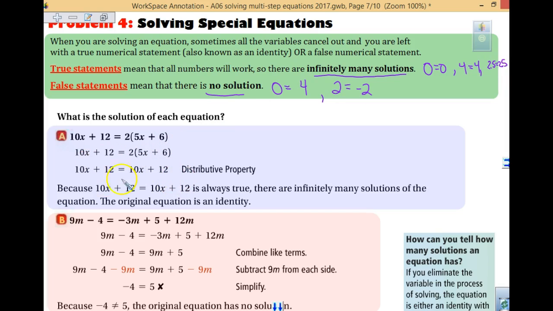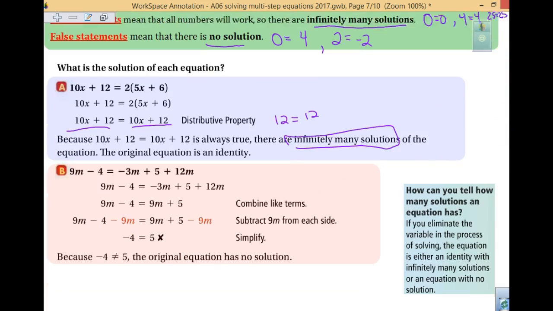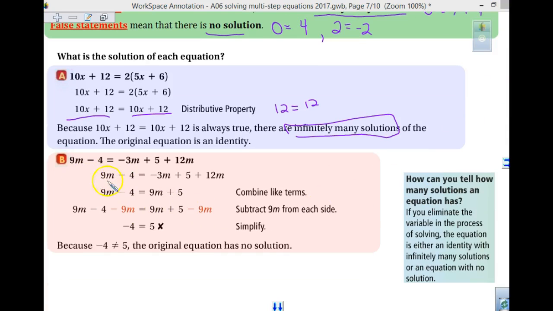Here they distribute. And notice they get 10x plus 12 equals 10x plus 12. If you would subtract 10x from both sides, you end up with 12 equals 12. My answer is infinitely many solutions. Okay? Take a look at the next one down. You add like terms and simplify, and you get down to negative 4 equals 5. Negative 4 equals 5 is not true. Our answer is no solution.